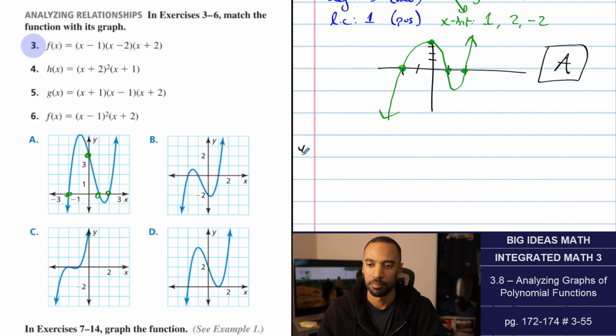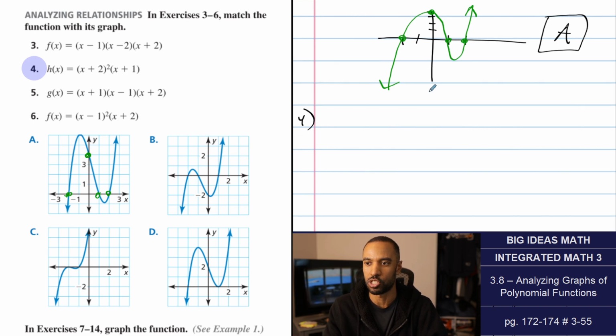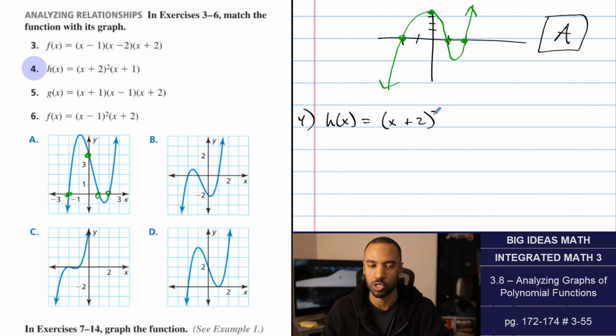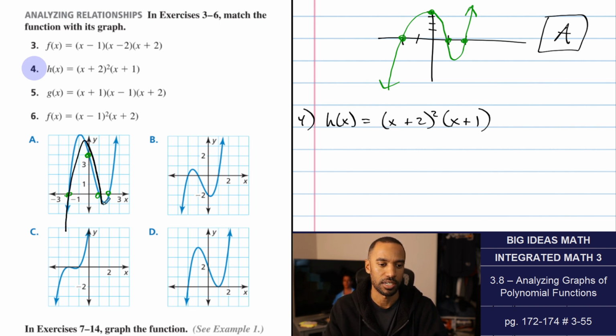Let's go to number 4. A lot of these are kind of similar, so I can't speak too heavily on each individual part. Here are the things that are all the same. They're all cubics, because if you expand these out, you have an x times x times x or an x squared times x or something like that. They all have a leading coefficient of 1, which is a positive number. You can see this right here. They all start down and finish up, etc.